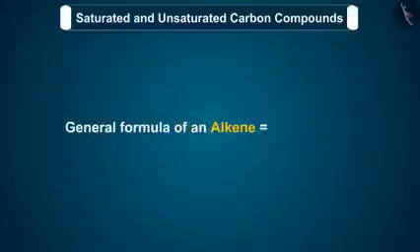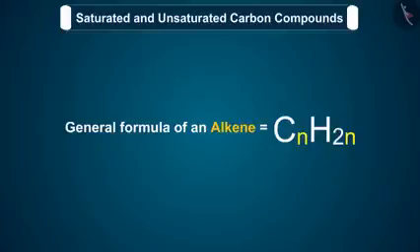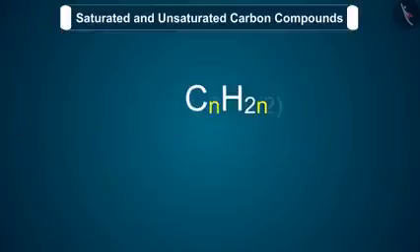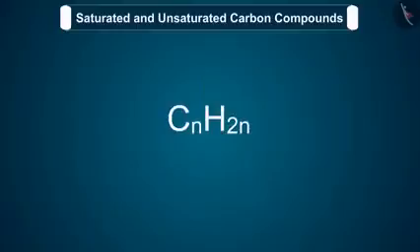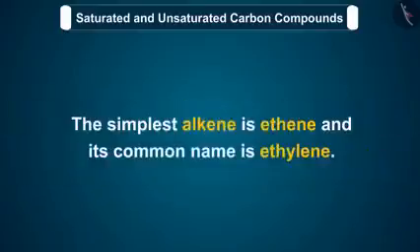The general formula of an alkene is CnH2n, where n is the number of carbon atoms in its molecule. Let's take an example. 1. If an alkene has two carbon atoms in its molecule, then n is equal to 2, and its molecular formula will be C2H4. 2. Similarly, when n is equal to 3, we will get propene. The simplest alkene is ethene and its common name is ethylene.